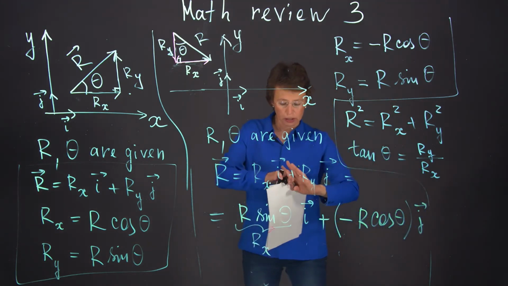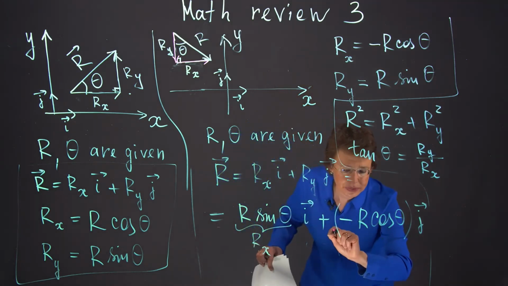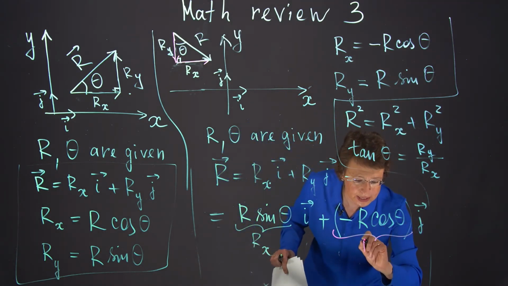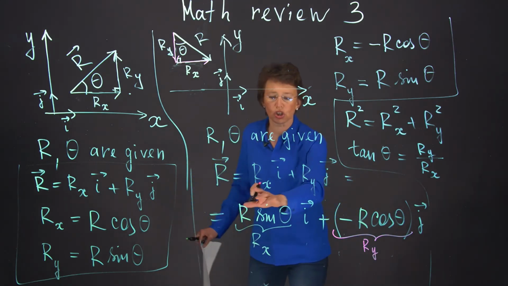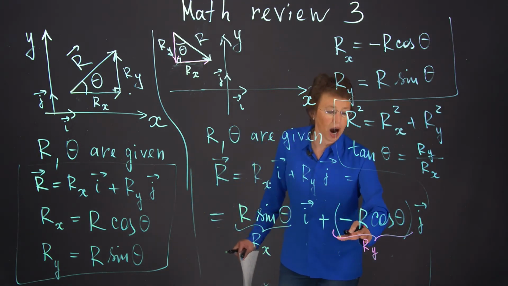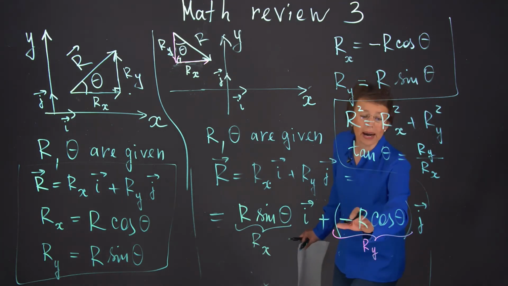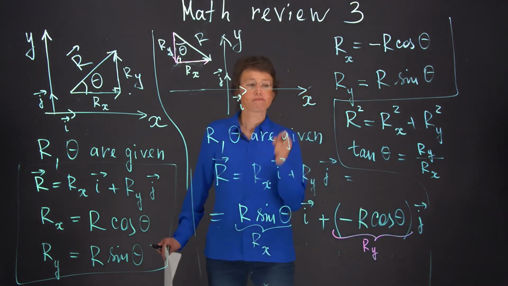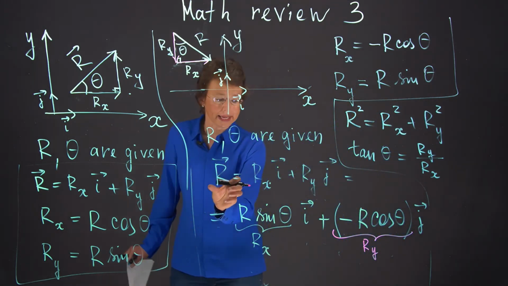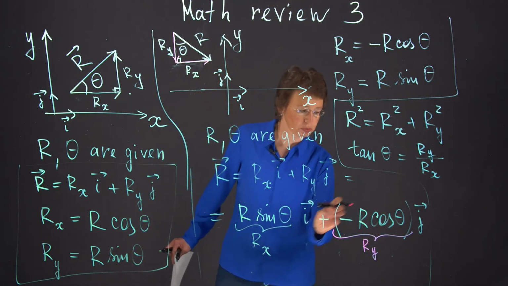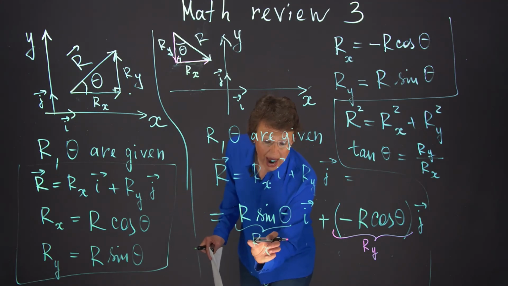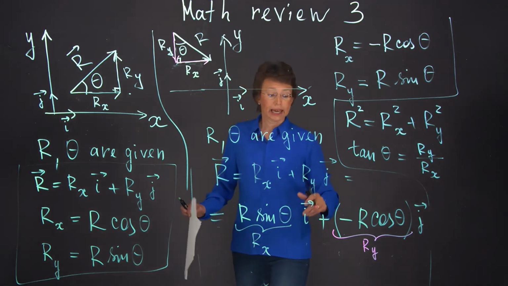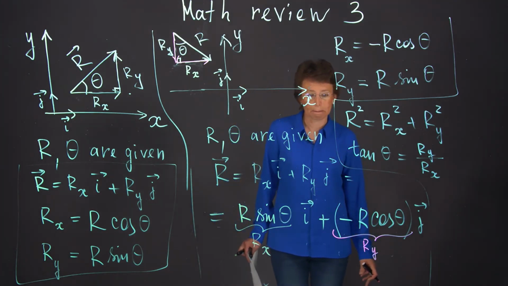And you know what? Everything that is in front of j is r sub y. So we now know r sub x, which is r sine theta, and r sub y, which is minus r cosine theta. Problem solved. We wrote r in terms of components, or in terms of unit vectors, or we found the components of r in the given x and y coordinate system.